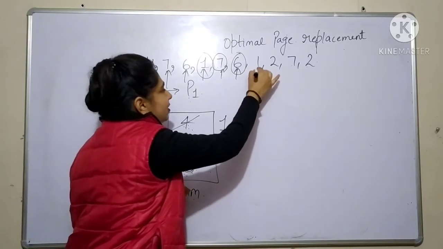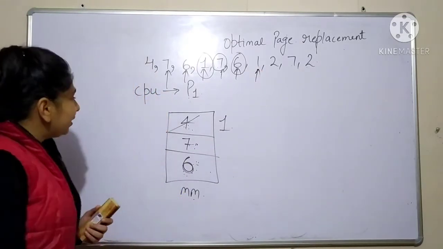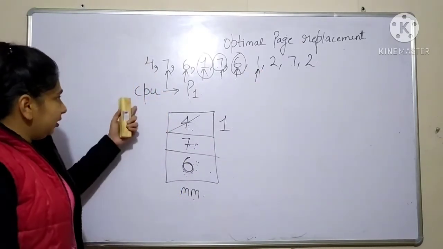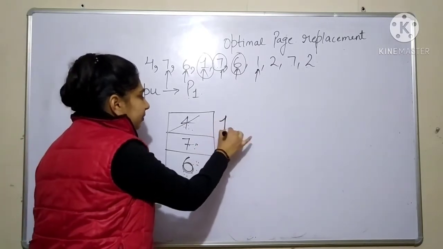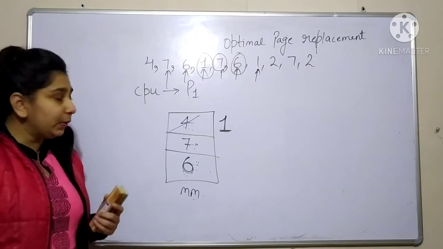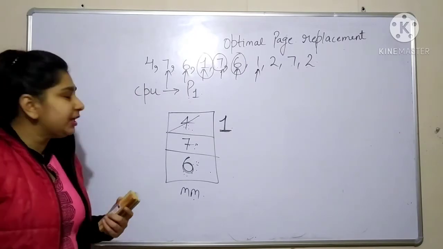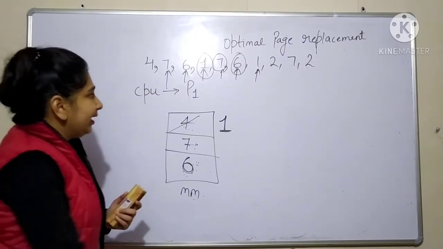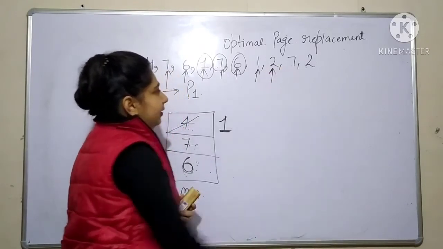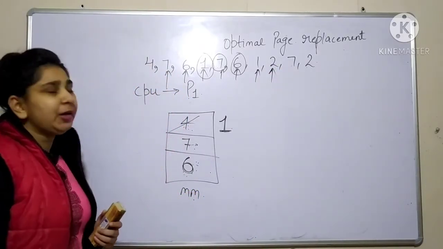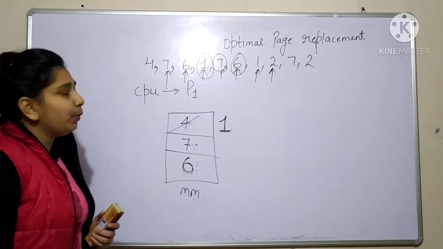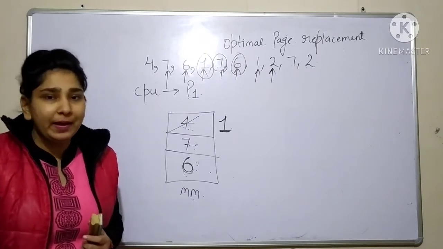Next we have first page. Your CPU is requesting for first page. It is also present in the main memory. Okay, so we will give this page to CPU. Next we have second page. Your CPU wants to get second page. Your CPU is requesting for second page.